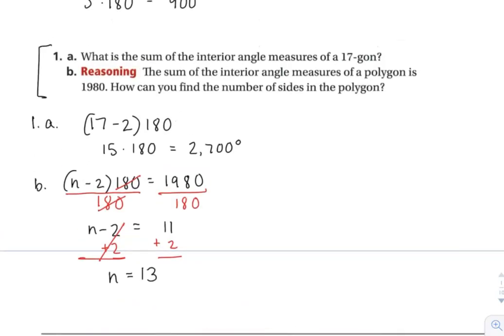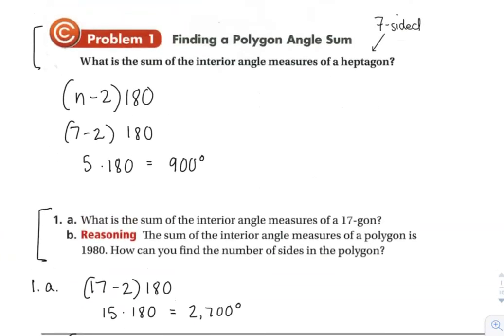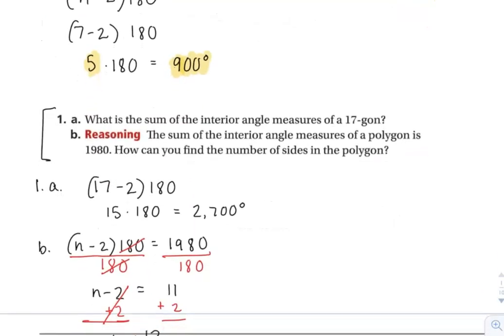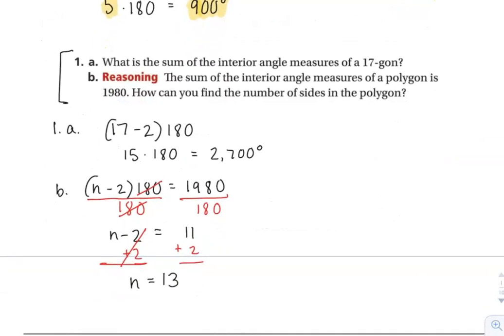Here are your three answers. So for 1A, for a heptagon that's 7-sided, you just plug in 7. 7 minus 2 is 5. 5 times 180 is 900. And then for the 17-gon, notice if you were to try to draw this out, that's going to be very tedious. So it's important we use the formula here. So 17 minus 2 is 15. 15 times 180 is 2,700 degrees.